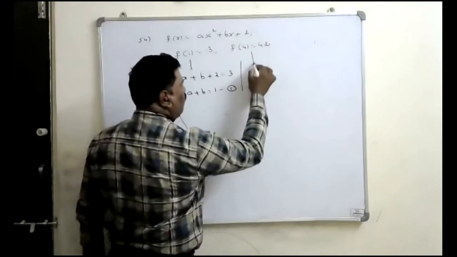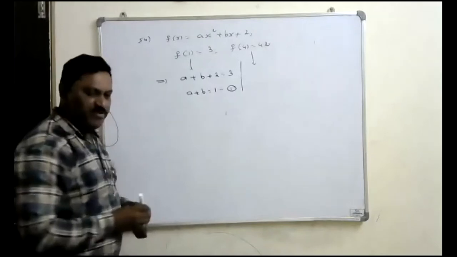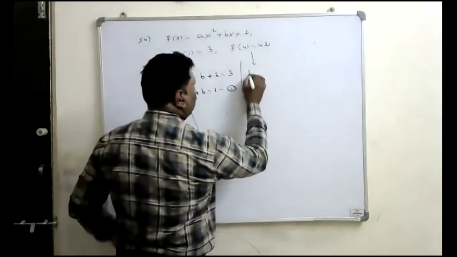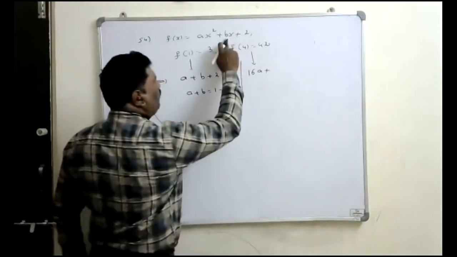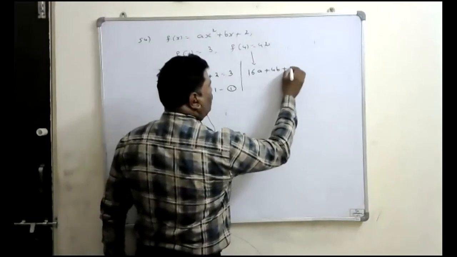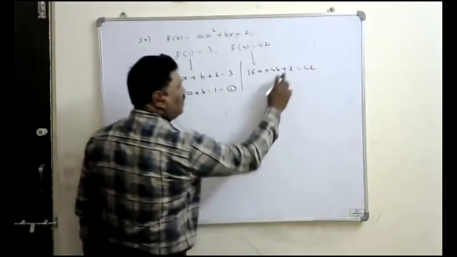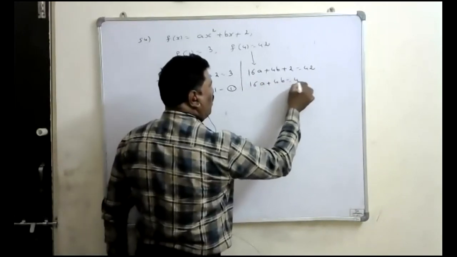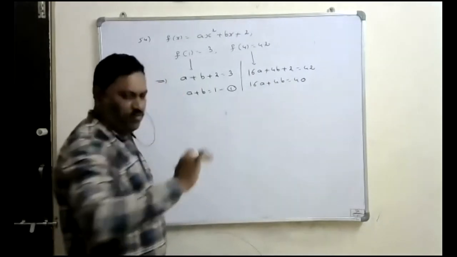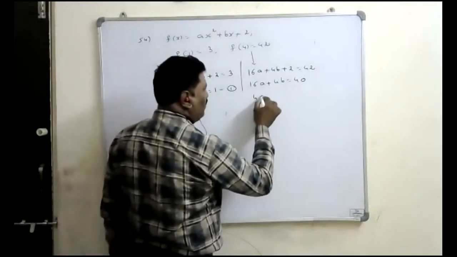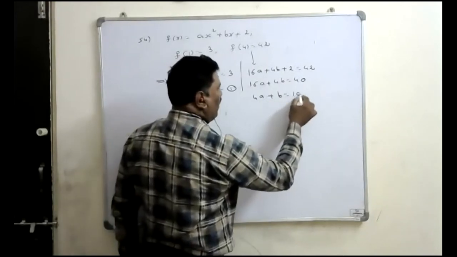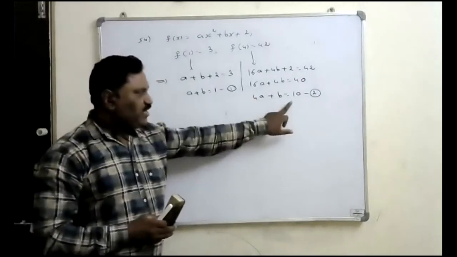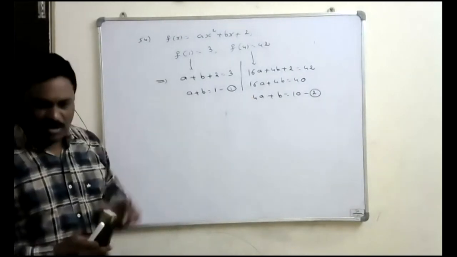And they have given f of 4. f of 4 बोले तो x का जगह में 4 रखो. 4 square 16, that is 16a plus 4b plus 2. This is f of 4, that is given 42. Send this to other side, 16a plus 4b is equal to 40. I can divide all these coefficients by the 4. Divided by the 4, then we'll get 4a plus b is equal to 10. Call that equation number 2. अभी ये दोनों equations solve करके a and b value find out करना पड़ेगा.